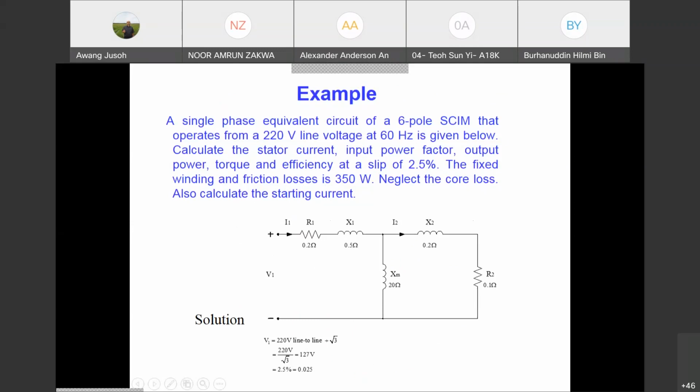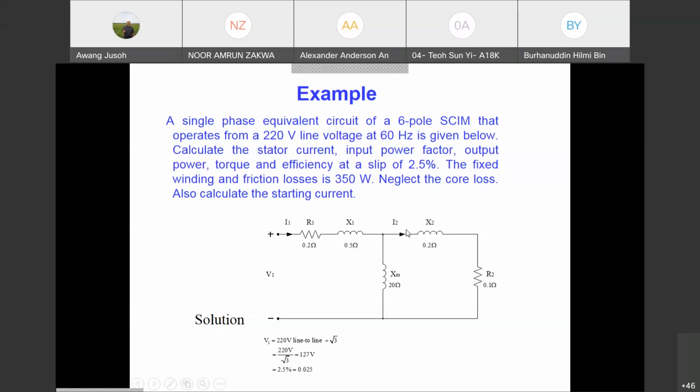So first we solve the problem with the slip of 2.5%. They don't say here whether it is rated slip or not, they just put slip only. If they say rated slip, then they will give you the rated speed, right? But otherwise, we just use the 2.5%. So that means we need to solve the problem with slip 2.5%. So R2 over S there, I think they missed one there. You must put R2 over S here.